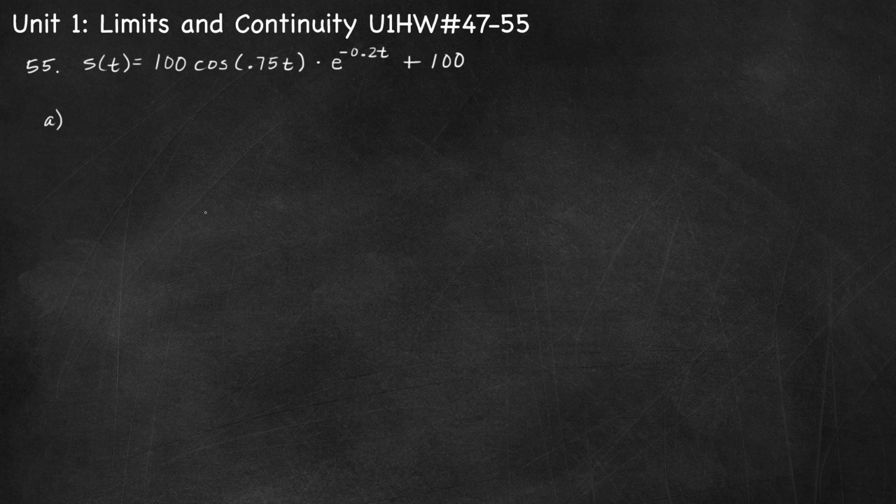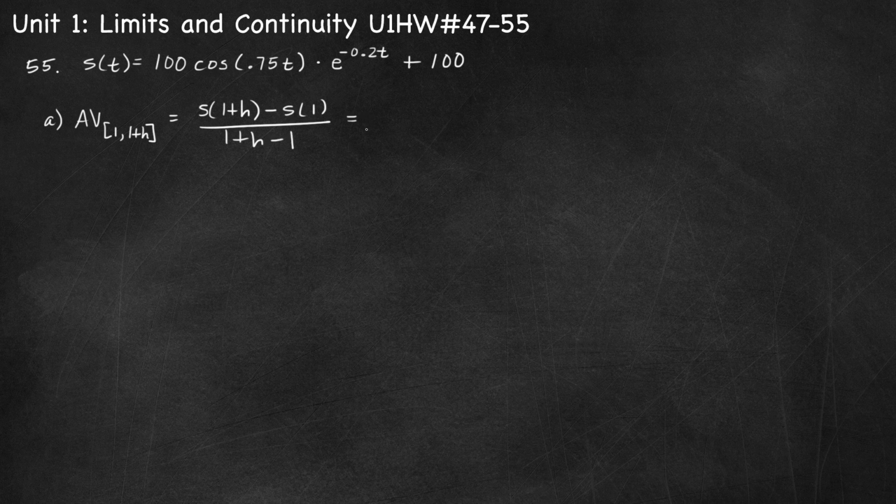Part A, write an expression for the average velocity of the bungee jumper on the interval from 1 to 1 plus h. So the average velocity on the interval from 1 to 1 plus h. Our average velocity formula, we want s of 1 plus h minus s of 1 over 1 plus h minus 1.